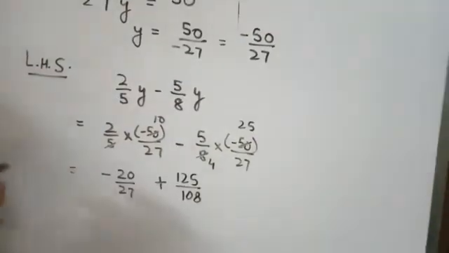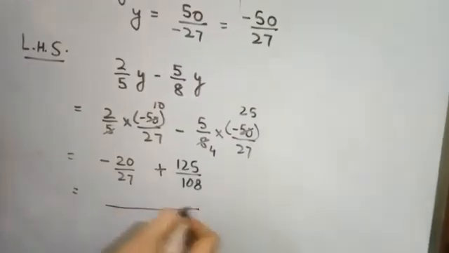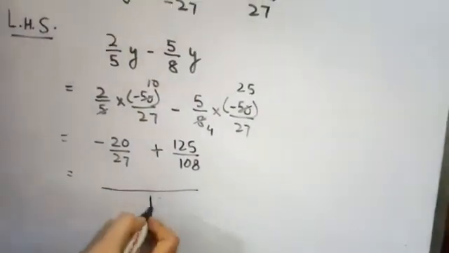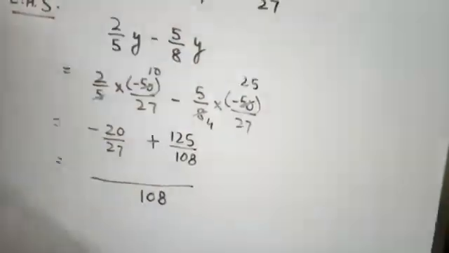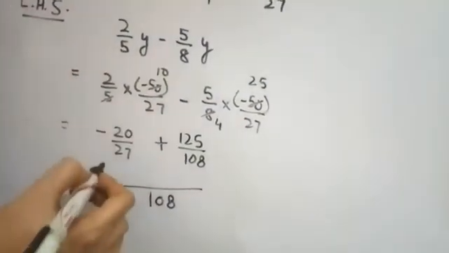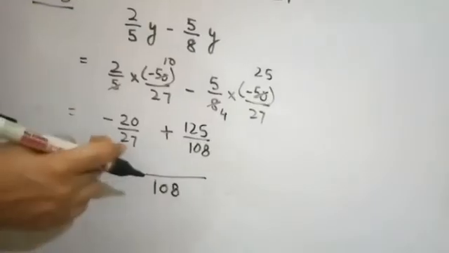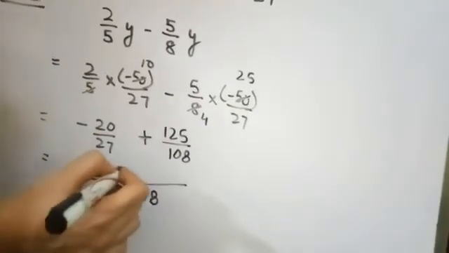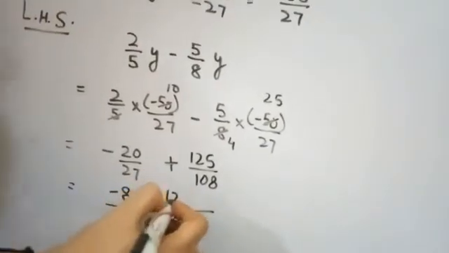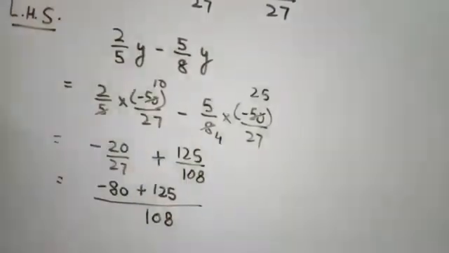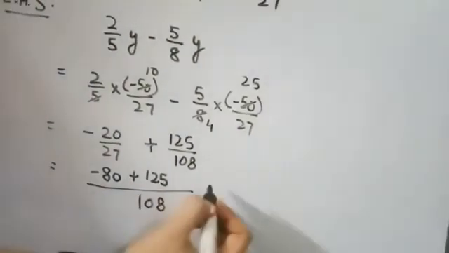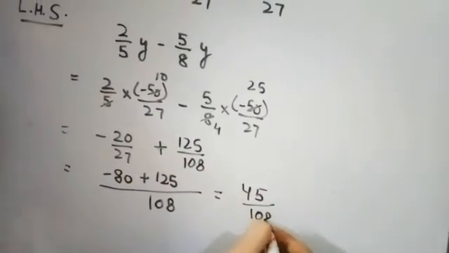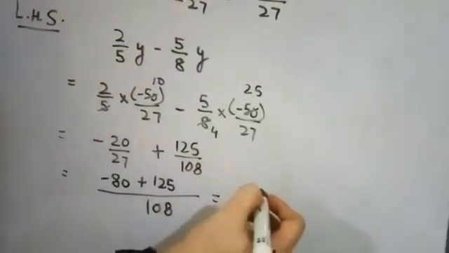Now again it is in fraction, so we have to take the LCM. The LCM of 27 and 108 is 108. 108 divided by 27 is 4, multiplied by minus 20. Minus 80 plus 125. Now 125 minus 80, that will become 45 upon 108, and both are divisible by 9.